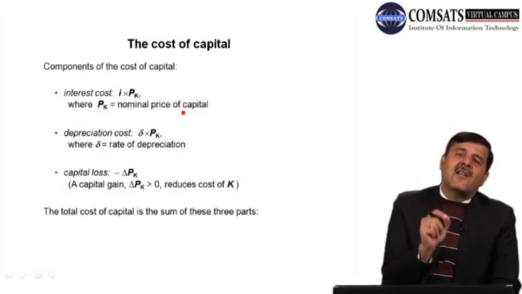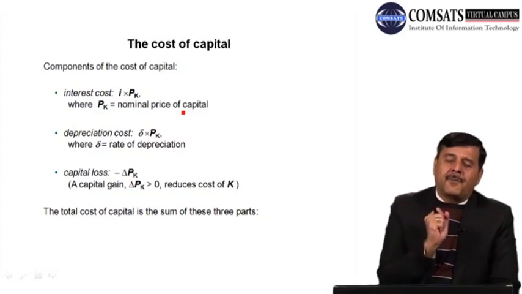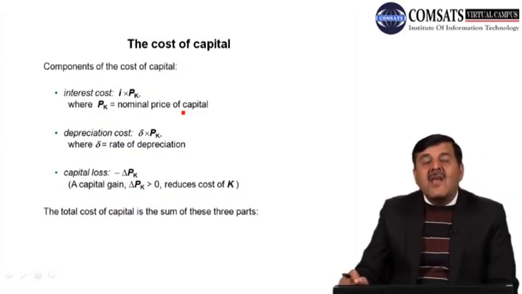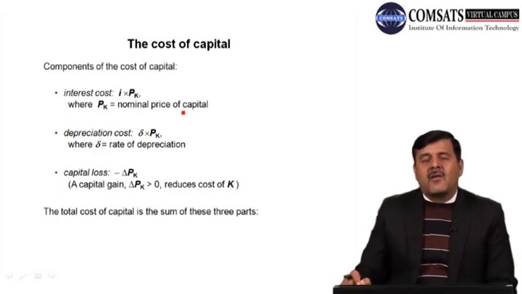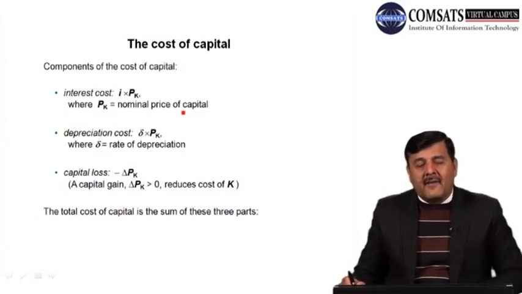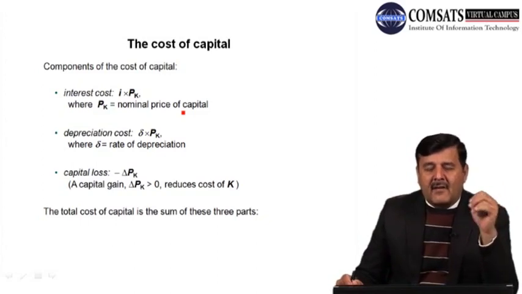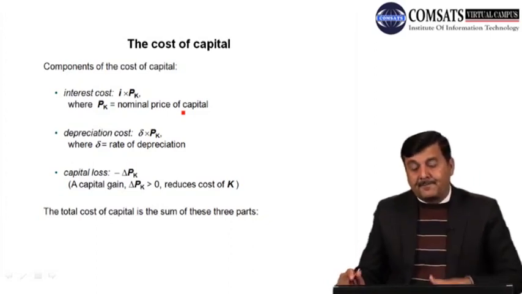So if delta PK, the change in the price of capital, which is known as the capital loss, is positive, it means it reduces the cost of capital. If delta PK is negative, it increases the cost of capital. So there are three components that add up to the total cost of capital. If we add up these components, we will get the total cost of the capital. And what are those components? Interest cost, depreciation cost, and the third is capital cost. Now if we add up these components, then we'll get the total cost of capital of the rental firm.